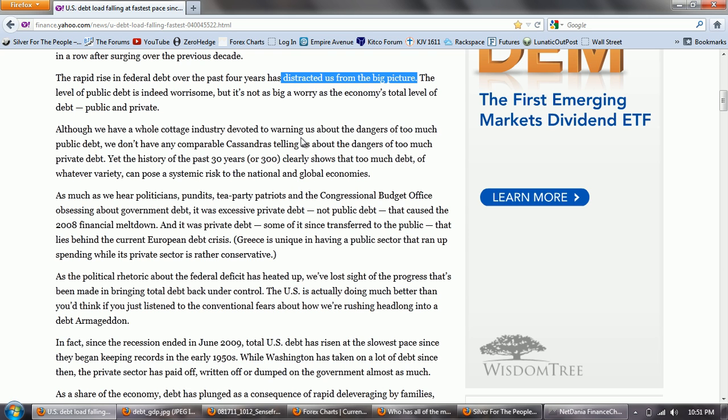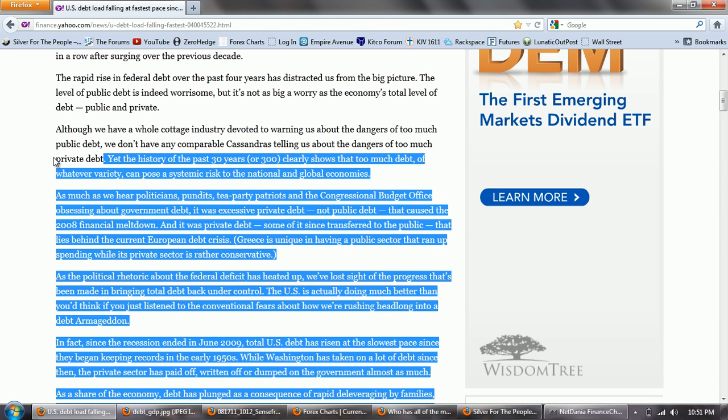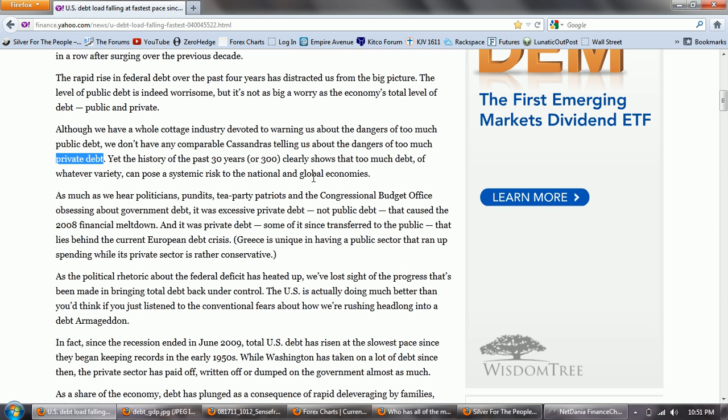Well, no, that's not true. It's not a cottage industry, and the people who have been warning are not Cassandras, but they've been proven right. And private debt has actually been growing, and I'll show you on the charts.